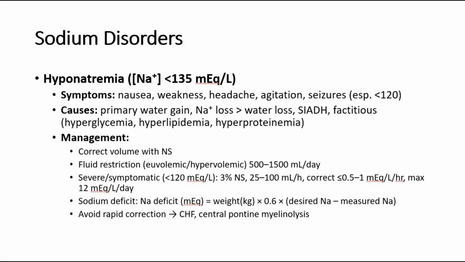True hyponatremia presents with low osmolarity and can be due to primary water gain, sodium loss exceeding water loss, or abnormal water distribution. Factitious hyponatremia may result from hyperglycemia, hyperproteinemia, or hyperlipidemia and is associated with normal or high osmolarity. The syndrome of inappropriate antidiuretic hormone secretion, SIADH, is characterized by hyponatremia, elevated urine osmolality despite low serum osmolarity, elevated urine sodium, and clinical euvolemia, and is a diagnosis of exclusion.